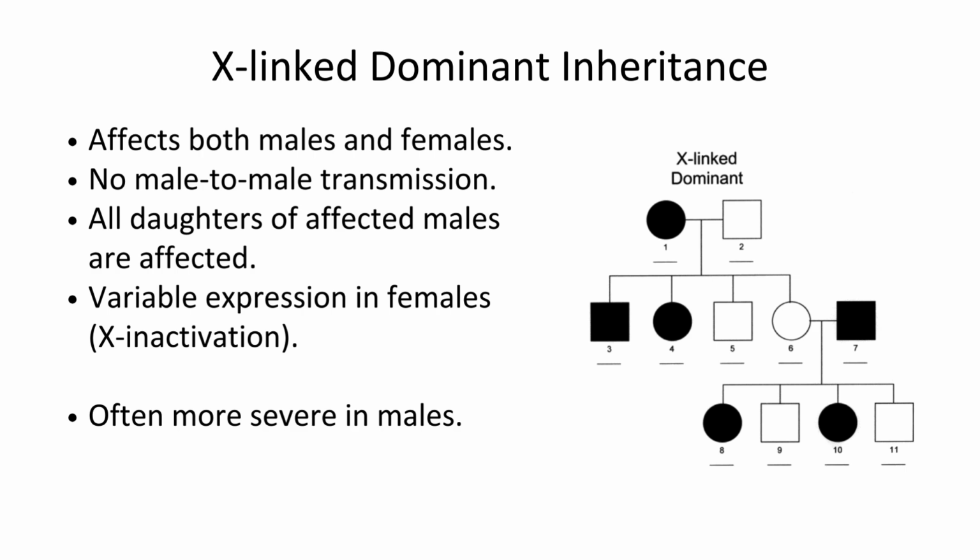In X-linked dominant conditions, both males and females can be affected, but there's still no male-to-male transmission. All daughters of affected males are affected, while sons are spared. Females may show milder symptoms due to random X chromosome inactivation. These conditions tend to be more severe in males and often appear in every generation.